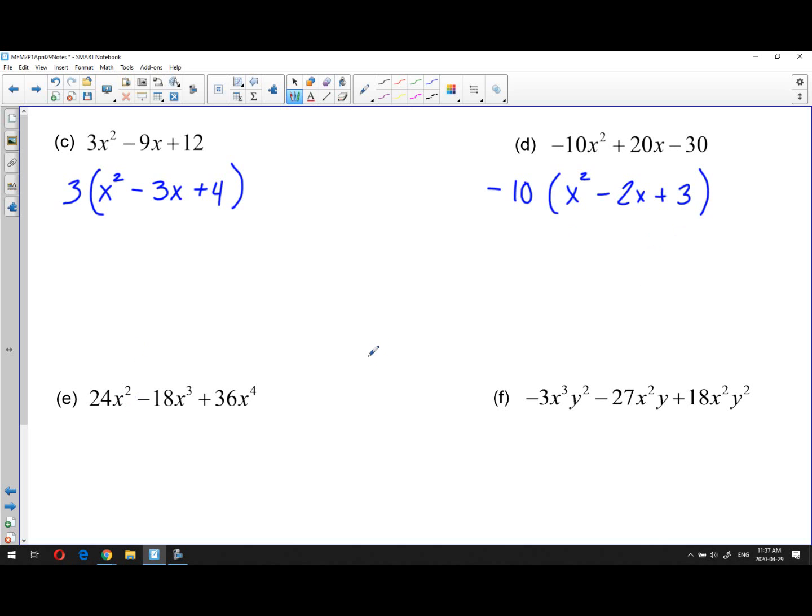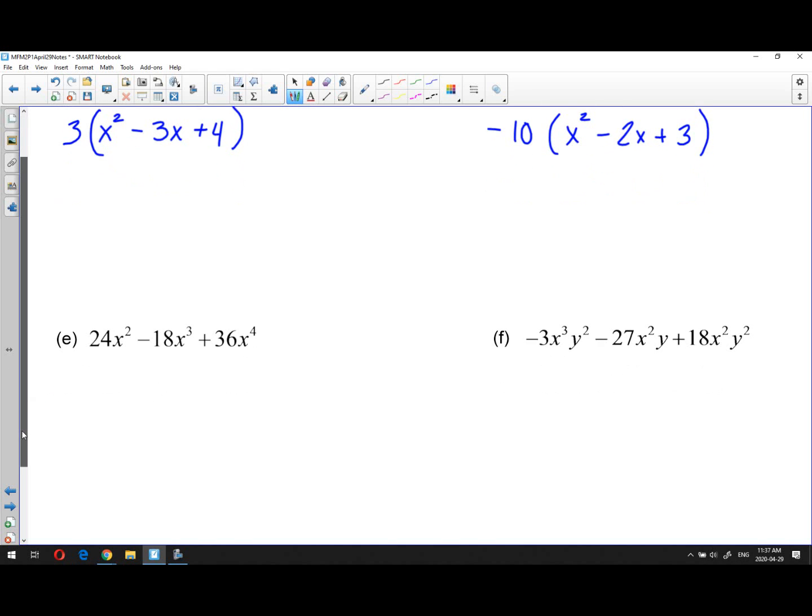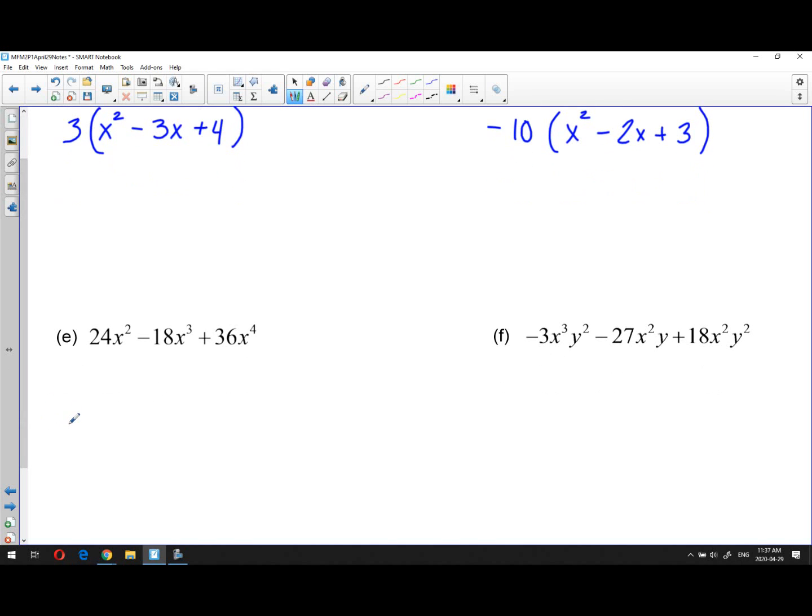Now, E and F are two other examples that I thought to show you, but they are a lot more complicated, and we don't usually see examples like these ones in our coursework. Now, I'll show you how to do them anyways, just to extend a little bit. So this one here, 24x squared minus 18x cubed plus 36x to the exponent of 4. What's challenging about this one is that we have exponents on our x that are larger than 2, but we do this the same way.